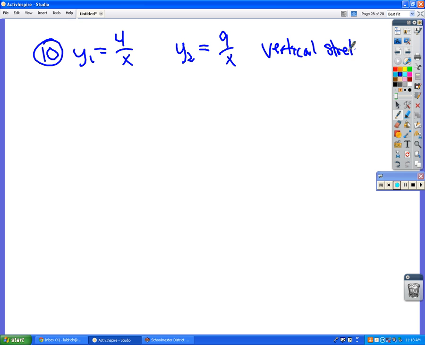Vertical stretch. And Miranda, the overachiever, went 9 divided by 4 to find out exactly what the vertical stretch is.